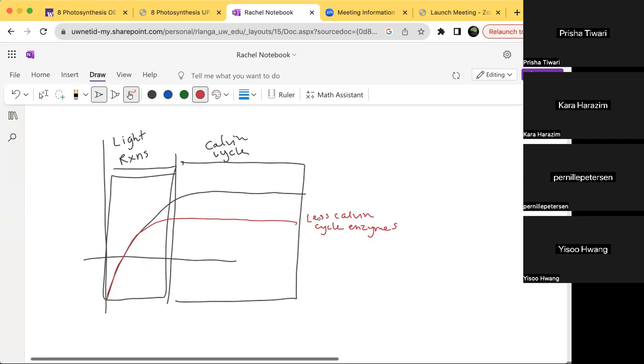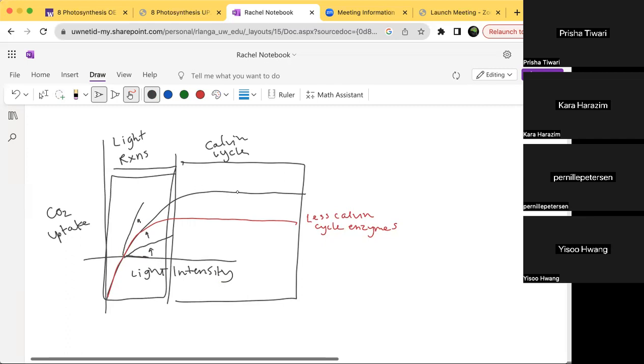If there was less light reactions, what we would expect is as we increase the light intensity, the jump in the CO2 uptake would be less, right? If the light reactions were going wrong, then as we increase light, the uptake wouldn't be as much. And if we increase the light reactions, then we would see a lot of uptake with increased light intensity. So the light reactions are changing the slope.